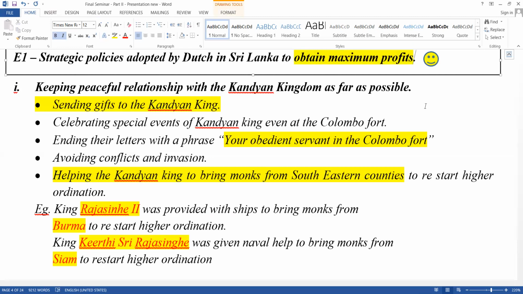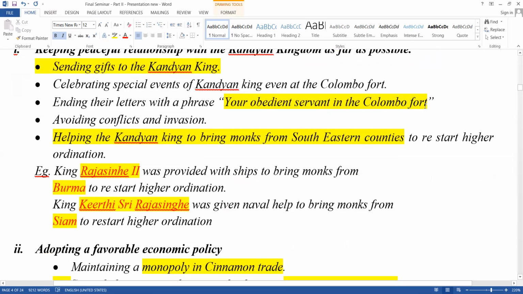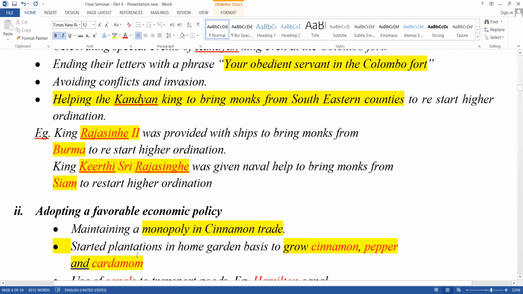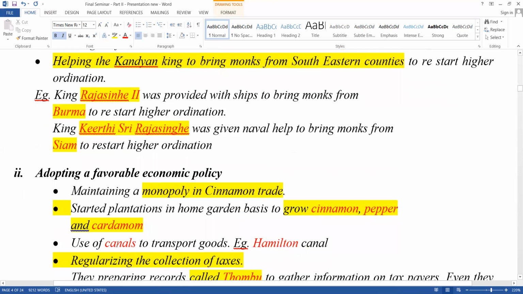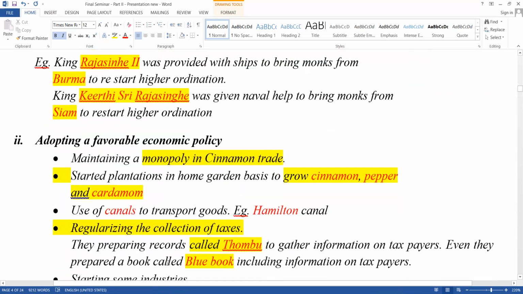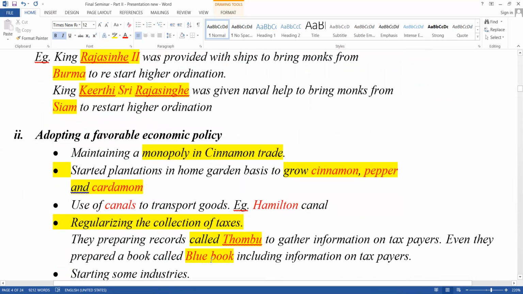And the second step is what? Adopting a favorable economic policy. So they maintained the monopoly in the cinnamon trade, started plantations on a home garden basis to grow cinnamon, pepper, and cardamom, and used canals to transport goods. Hamilton Canal was constructed by them. Why did they use canals? Because it was cheaper. And regularizing the collection of taxes by writing the Thombu and Blue Book.